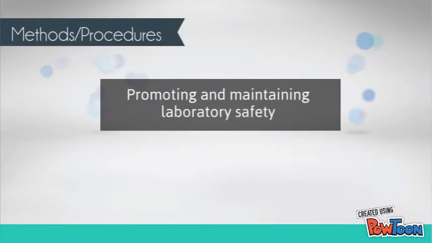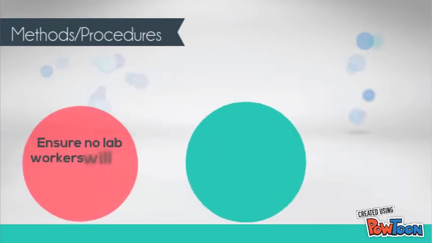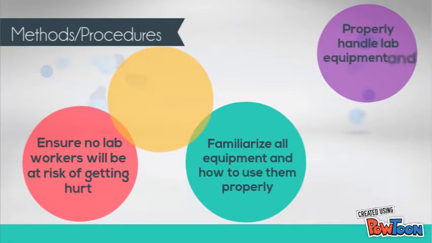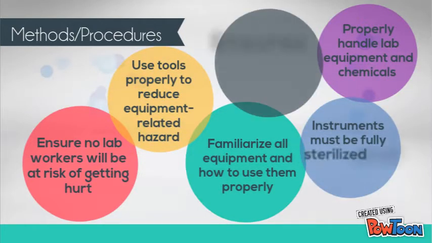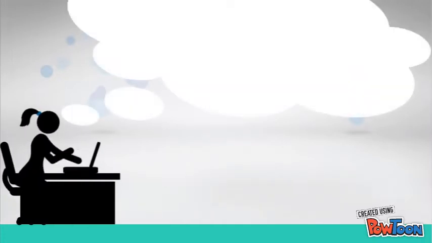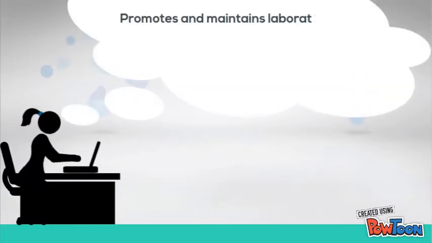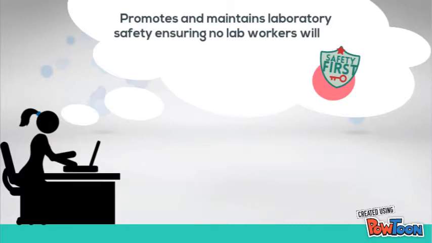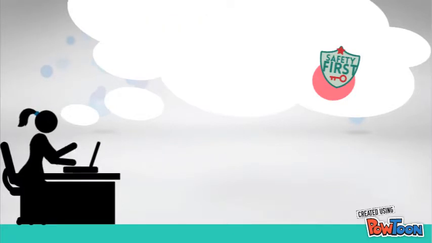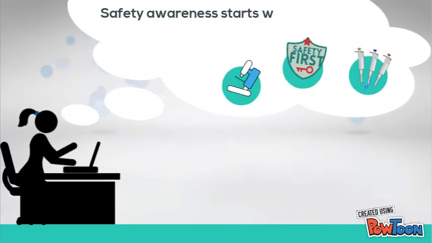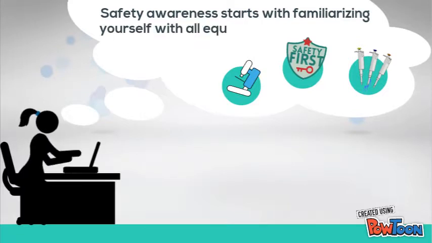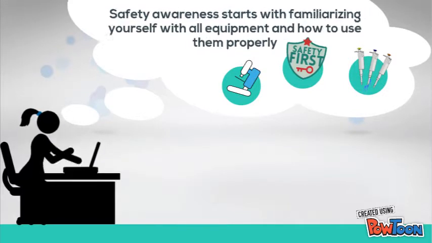Promoting and maintaining laboratory safety. Good laboratory practice promotes and maintains laboratory safety by ensuring no lab workers will be at risk of getting hurt. Safety awareness in the lab starts with familiarizing yourself with all equipment and how to use them properly.